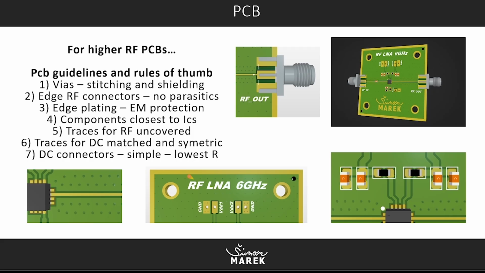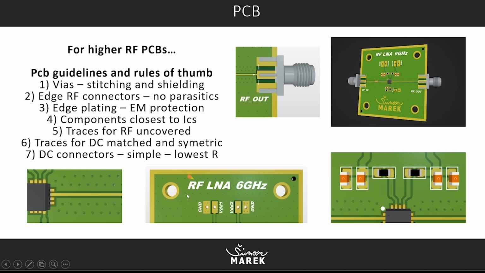So now some tips regarding PCBs. The first thing is vias. Stitching and shielding provide protection against unwanted behaviors or some electromagnetic effects. So this is called shielding, where vias shield the trace.